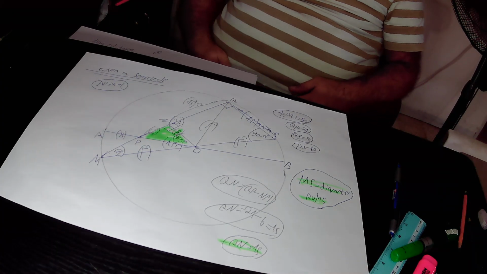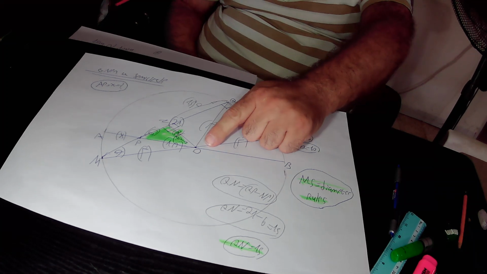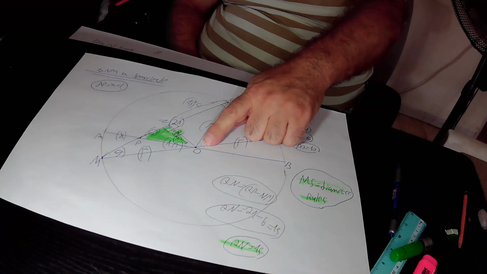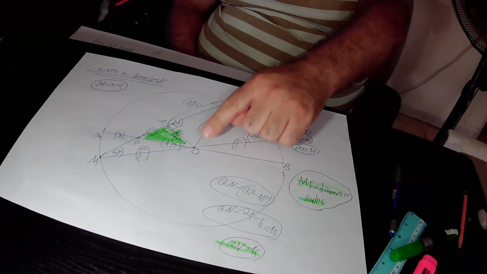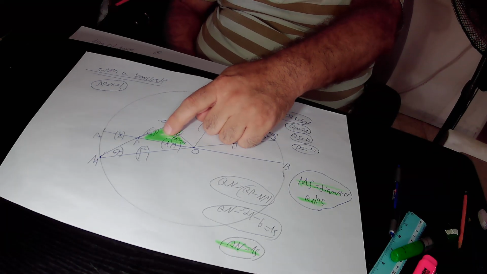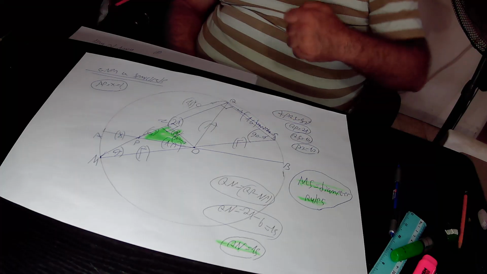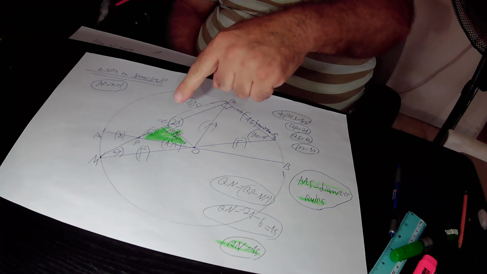In the next step, we do the construction. Let's say from point O, we draw a perpendicular to PQ. So this angle equals 90 degrees, and this angle also equals 90 degrees according to our construction. We define the touching point of the perpendicular from point O and QP. This point is point N.